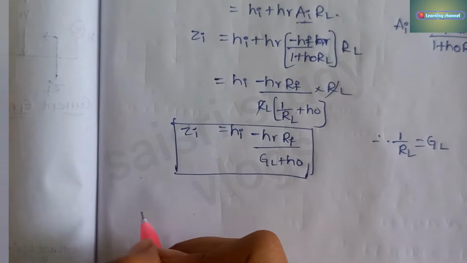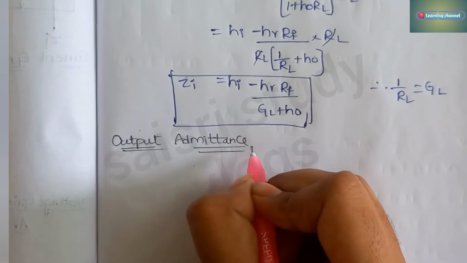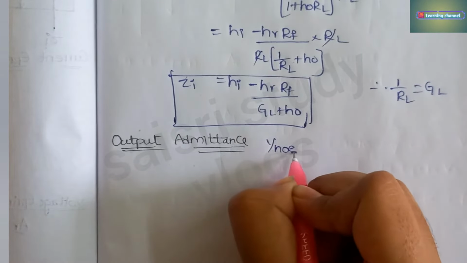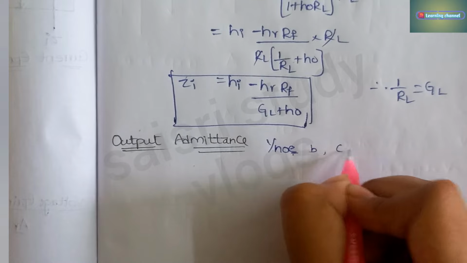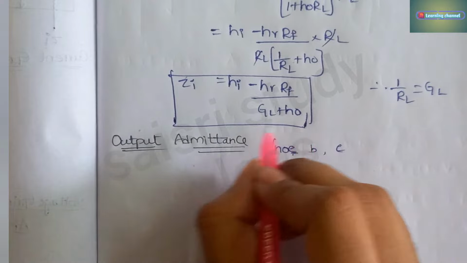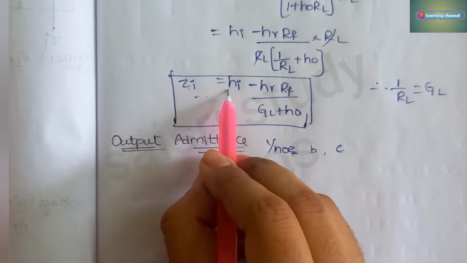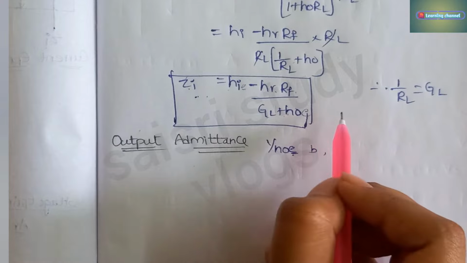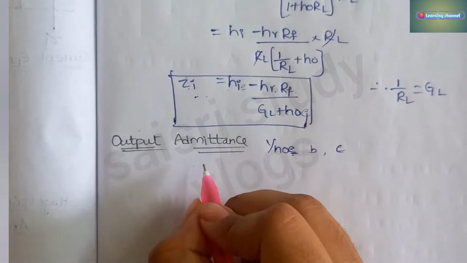Similarly, we can find the output admittance also. The output admittance is nothing but the inverse of the output impedance, so we take 1 by HOE. If it is the emitter configuration, we take E. If it is the base configuration, we take B. If it is the collector configuration, we take subscript C. We only have to change the subscript, and the remaining formulas are the same. For example, for the emitter configuration, ZI is equal to HIE minus HRE HFE divided by ZL plus HOE. Just change the subscript, that's it. The remaining process and formulas are the same.